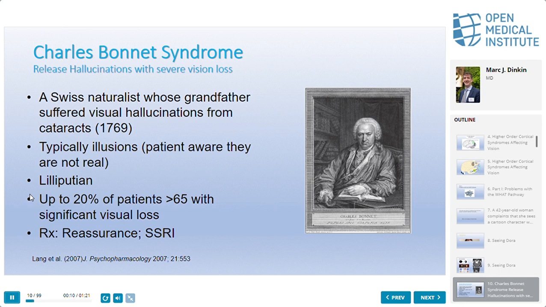An illusion, actually, it's really called hallucinosis. Hallucinosis means the patient is aware that it's not real. So usually with Charles Bonnet, they're aware. Like my patient knew that Dora was not actually visiting her. And these hallucinations occur in 20% of your patients with severe vision loss over the age of 60.